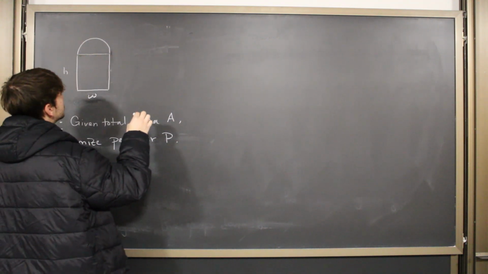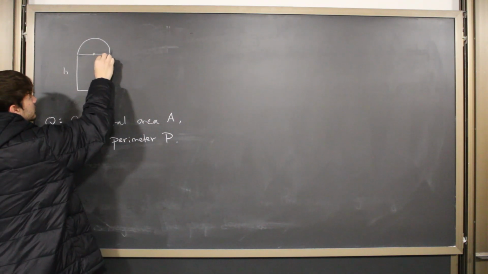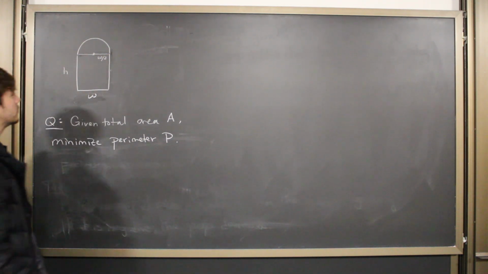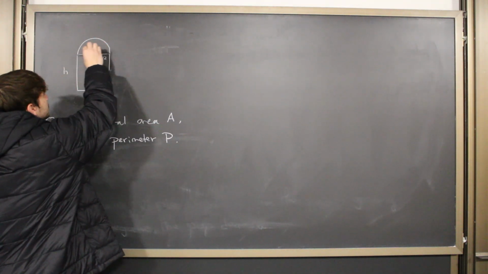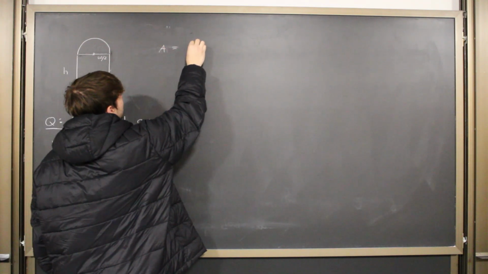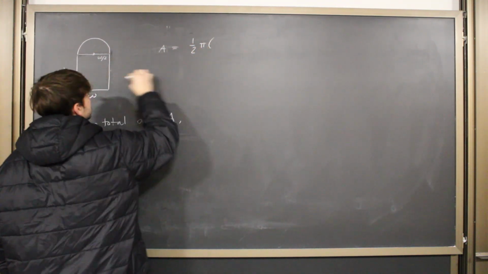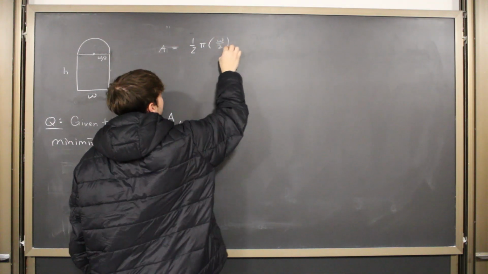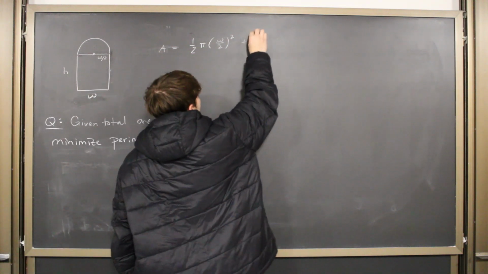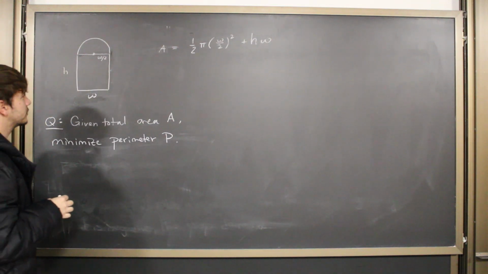Okay, so first of all, this is by assumption a semicircle with radius w over 2 here. So the area of this semicircle is going to be pi r squared times 1/2, so 1/2 pi, and the radius, which is w over 2, squared. That's the area of this piece, and then the area of the rectangle is h times w. So that's the area, in terms of the height and the width.